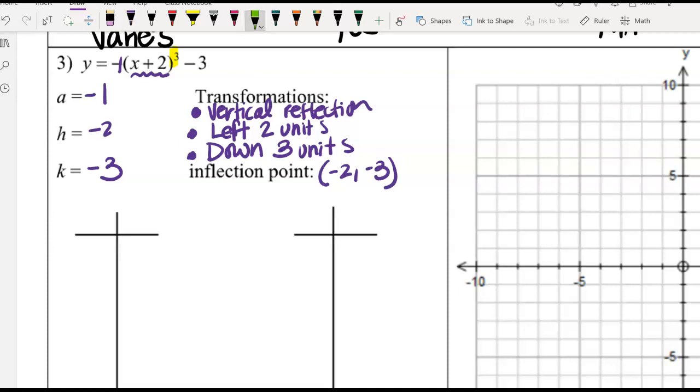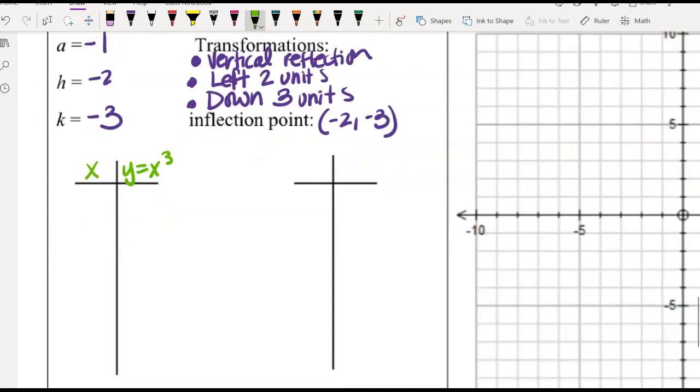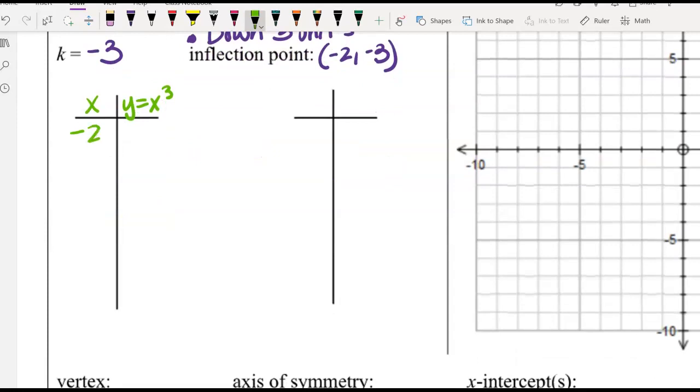All right, let's start with the parent function, x and y equals x to the third. So just like earlier, 5 inputs. By now, you should be able to get the output super fast. Negative 8, negative 1, 0, 1, and 8.